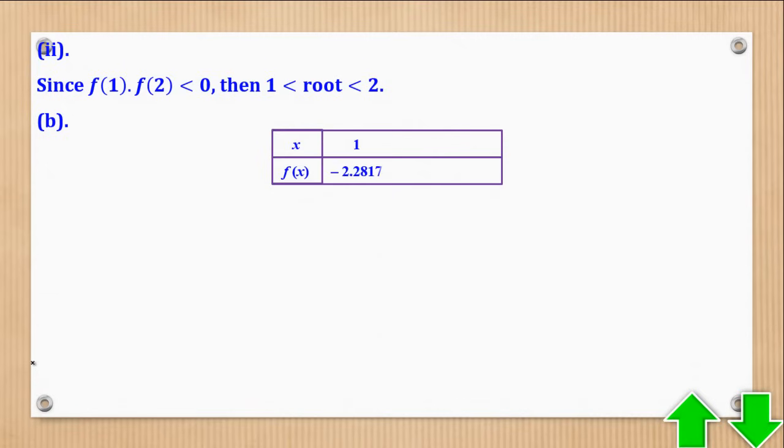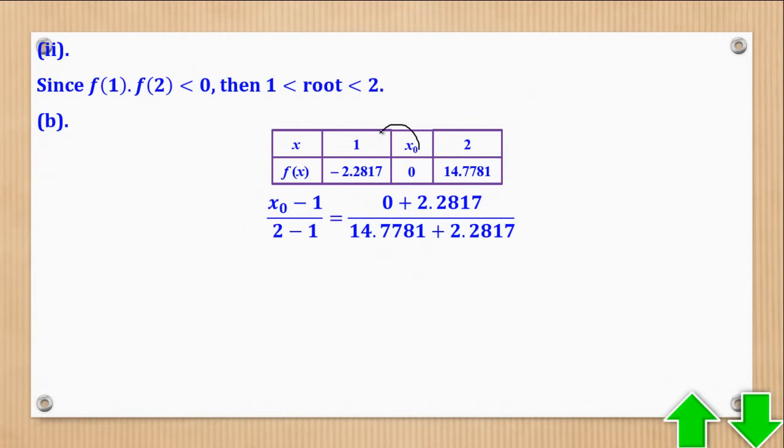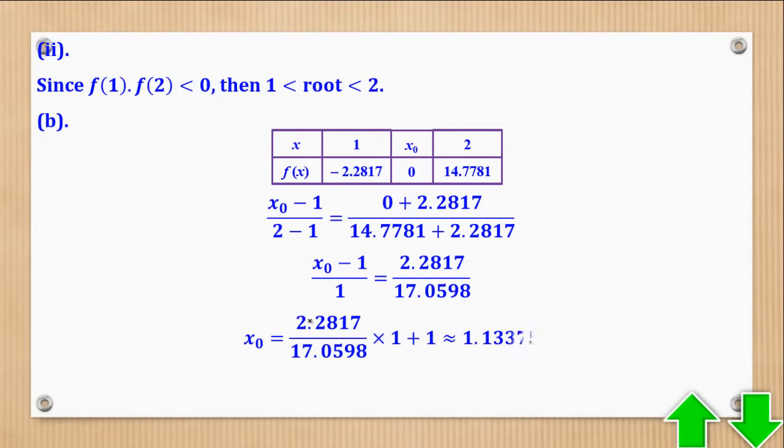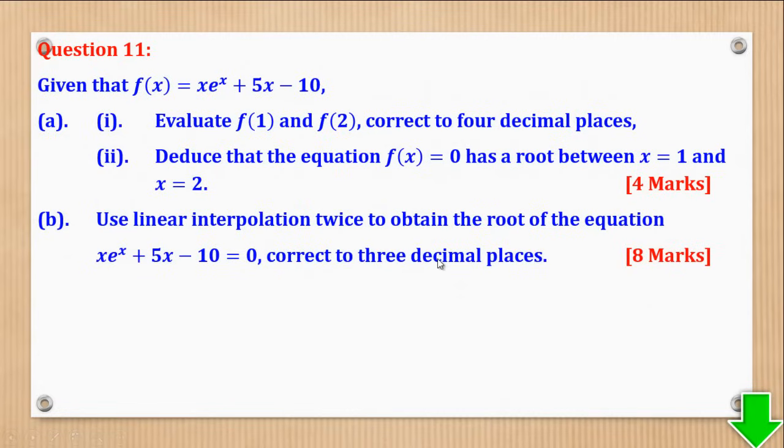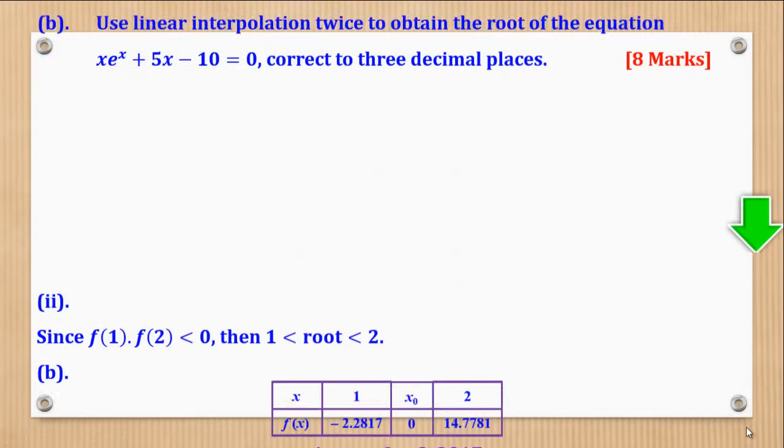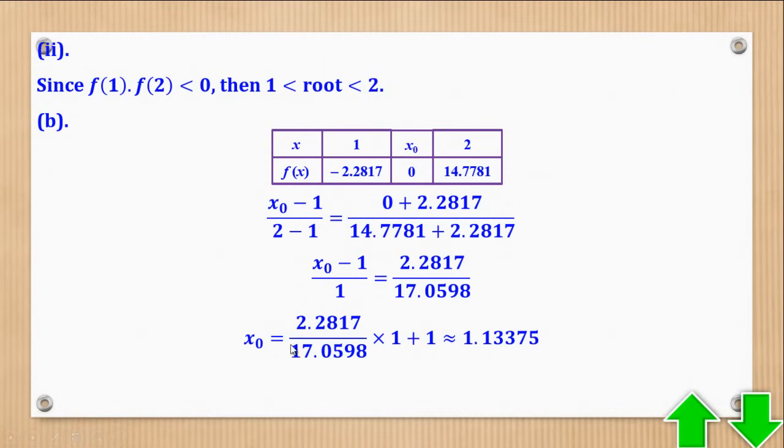So f(1), the value is that. The root is 0 and f(2) is that. Then use interpolation. Equate quotients. This minus this over this minus this is equal to this minus this over this minus that. Simplify to get the value of x0. So when you make x0 the subject, you'll come up with this. Now I've used 5 decimal places. Why? It is because of the question. The question said they want the final answer to 3 decimal places. So for us, we have to boost accuracy by adding on 2 more decimal places.